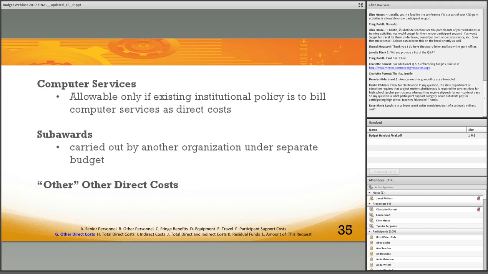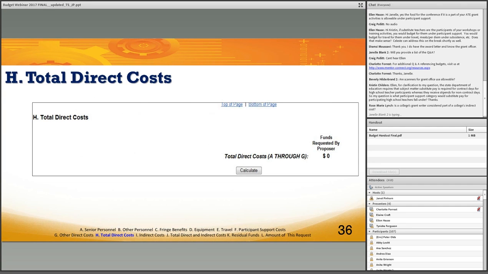And other direct costs: any other direct costs not previously identified and that are deemed necessary to support the project must be included here, as well as detailed and itemized in the budget justification. So some examples of potential items budgeted here include conference registration fees or travel for advisors.